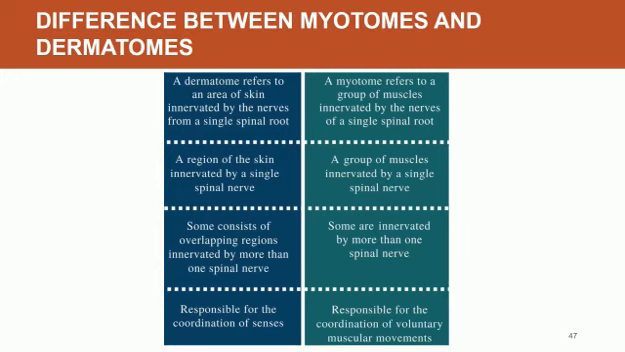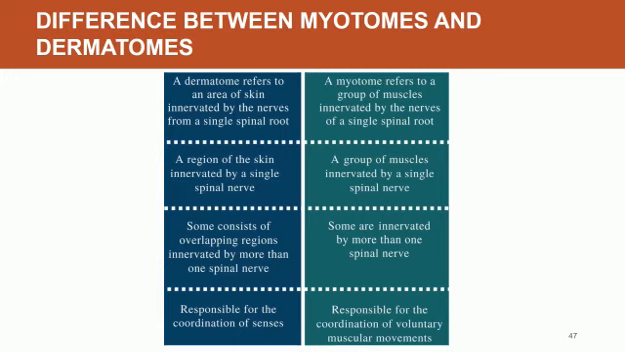So what is the difference between myotomes and dermatomes? The first basic difference is a dermatome refers to an area of skin innervated by the nerves from a single spinal root, but a myotome refers to the group of muscles innervated by the nerves of a single spinal root. The second difference is a dermatome is a region of the skin innervated by a single spinal nerve, but a myotome is a group of muscles innervated by a single spinal nerve.